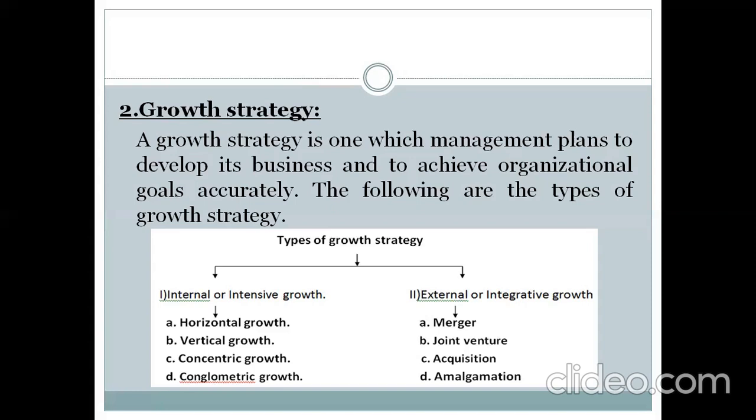So guys, let's see what are the types of growth strategy. Types of growth strategy is again classified into 2 types: internal or intensive growth, and point number 2, external or integrative growth. Internal growth strategy is classified into 4 types: horizontal growth, vertical growth, concentric growth, conglomeratic growth. And external or integrative growth strategy is classified into 4 types, that is merger, joint venture, acquisition, amalgamation. Guys, for the internal and external explanation, I will make another video. In it you can see its entire explanation.